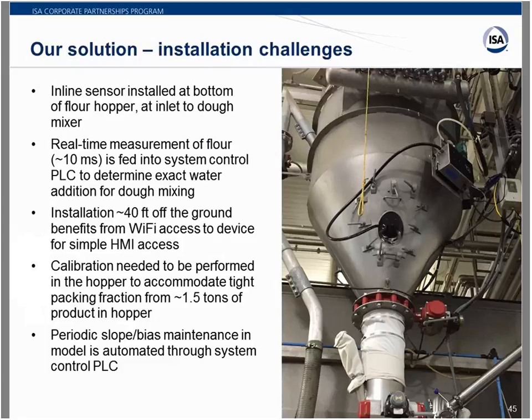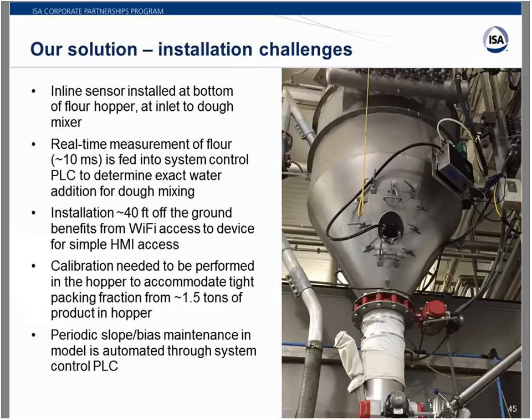First, the inlet of the dough mixer was placed at a height of 40 feet above the ground. Hence, we had to customize our spectrometer in order to mount it to the flour hopper at this height. In this case, the height was not an issue in order to access the spectrometer, since it had the capability of connecting to the PLC, which is the programmable logic controller, using Wi-Fi connectivity.